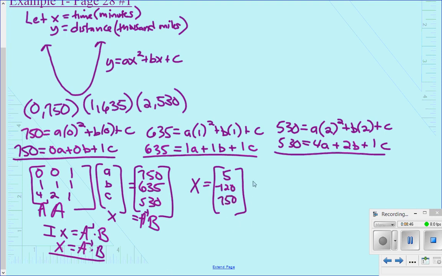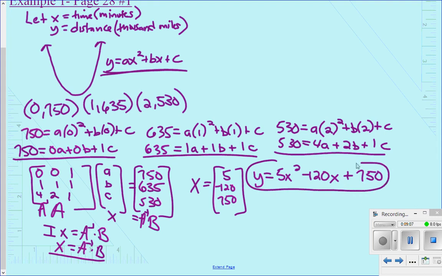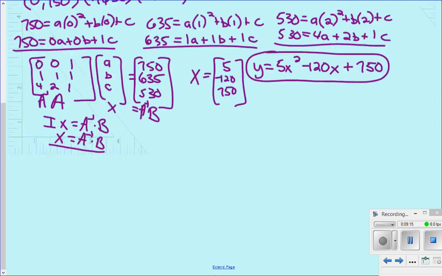So remember, I'm substituting into y equals ax squared plus bx plus c. I'm substituting in for a, b, and c. So 5 goes in for a, so 5x squared. Minus 120 goes in for b, so minus 120x, and then plus c, which is 750. That is my equation, which is part A. Okay, so all this was part A. Now we're ready to move on to part B.